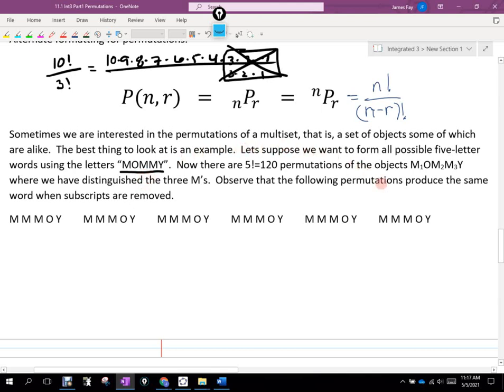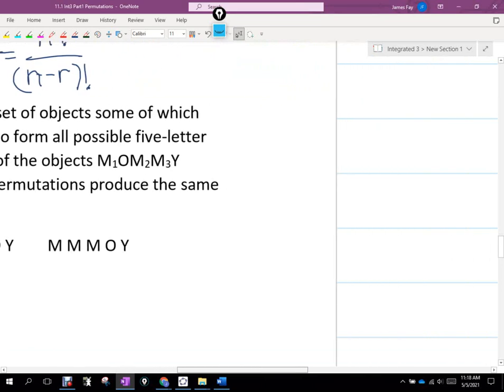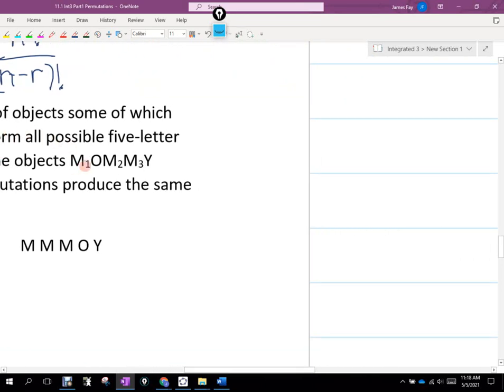So it says, let's suppose we want to form all possible 5-letter words using the letters of mommy. If we look at it this way, I'm going to look at the word mommy, but I'm going to say that this first M has a subscript of 1, this second M has a subscript of 2, and this third M has a subscript of 3, right? Does that make sense? Okay. Because I put subscripts on them, I'm going to say that M1 is different than M2 is different than M3. Does that make sense?